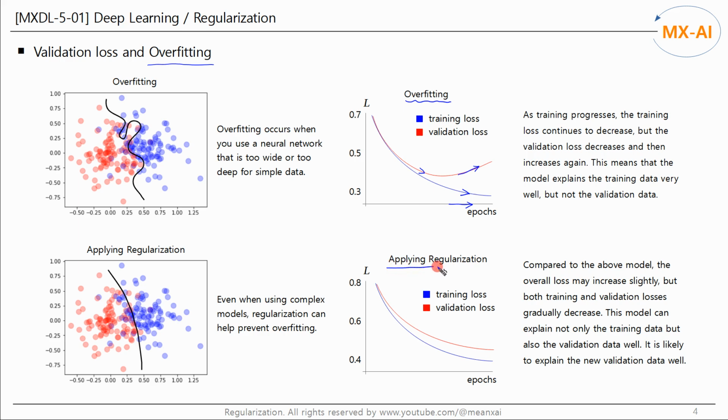Let's look at the change in loss when regularization is applied. Compared to the above model, the overall loss may increase slightly, but both training and validation losses gradually decrease. This model can explain not only the training data, but also the validation data well. It is likely to explain the new validation data well.